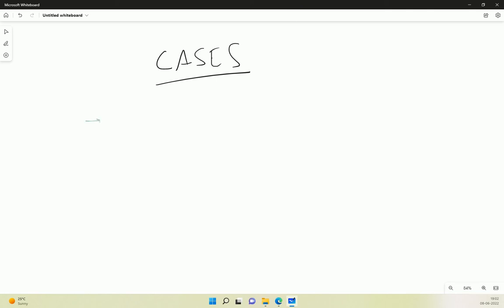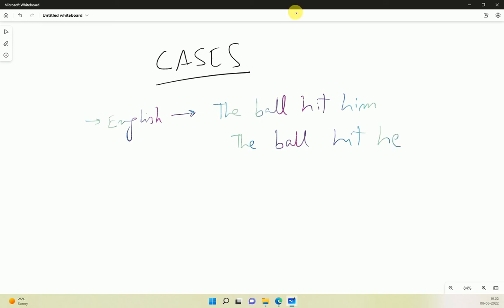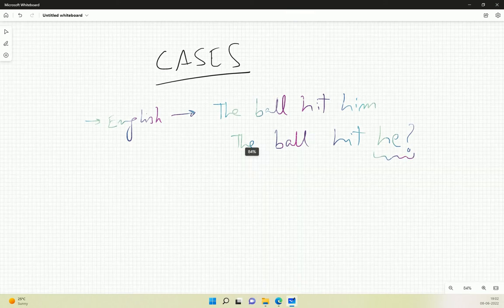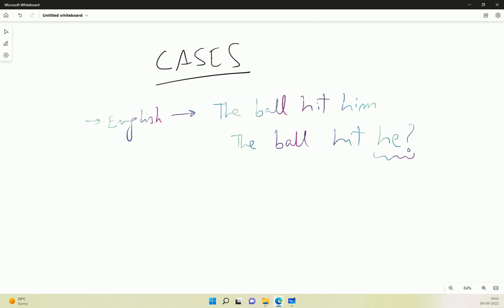Let's say in English I have to say, the ball hit him, right? Can I say, the ball hit he? No, I cannot say it like this, right? However, we are talking about he only. I mean, the ball has hit he only, but still I will be saying the ball hit him.